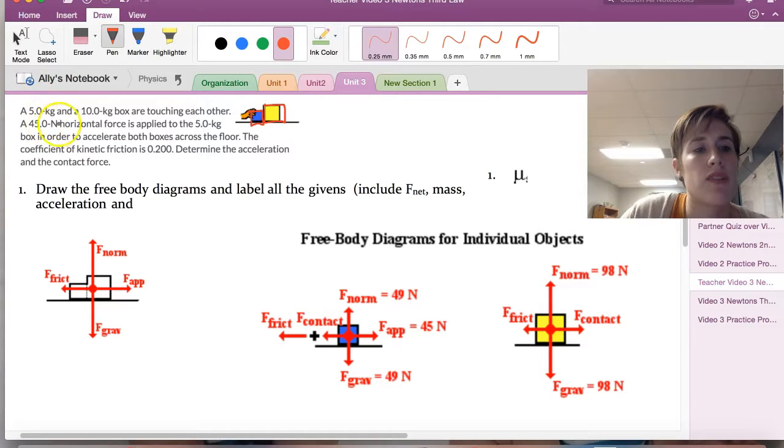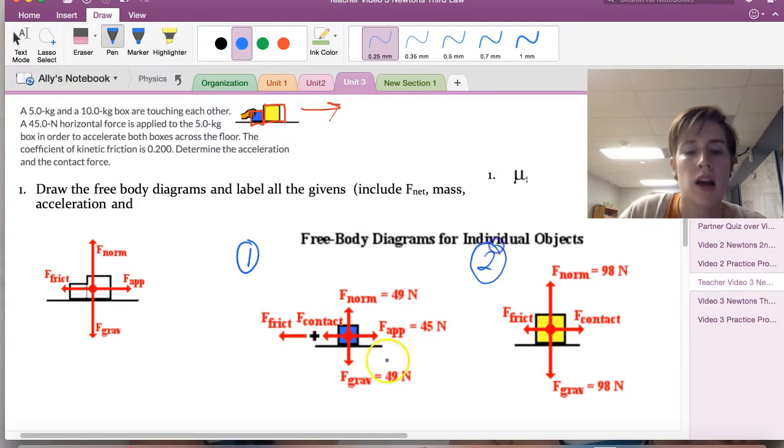And then it says a 45 Newton horizontal force is applied to the 5 kilogram box in order to accelerate both boxes across the floor. The coefficient of friction is 0.200. Determine acceleration and the contact force. The first thing we do is we draw the individual free body diagrams, okay? Here's your first, and here's your second. I'm going to walk you through how I drew it.